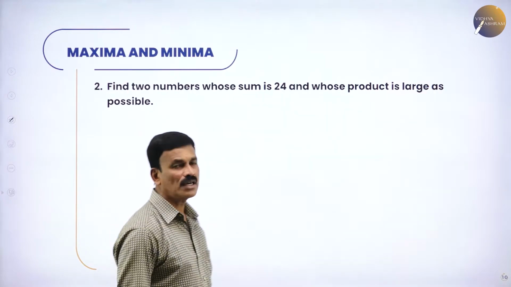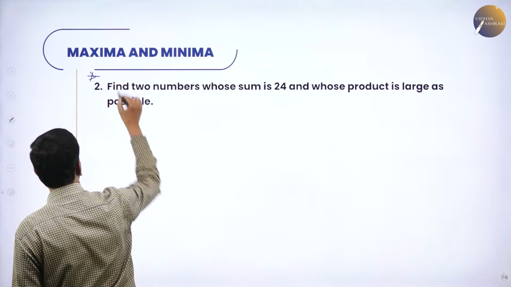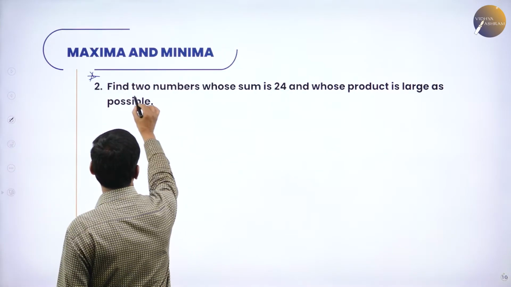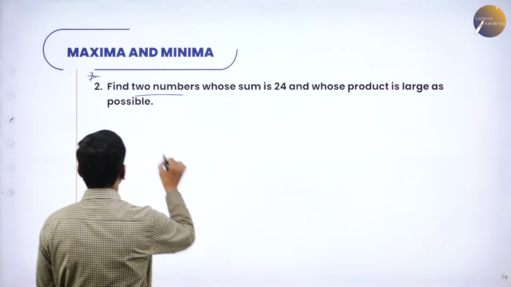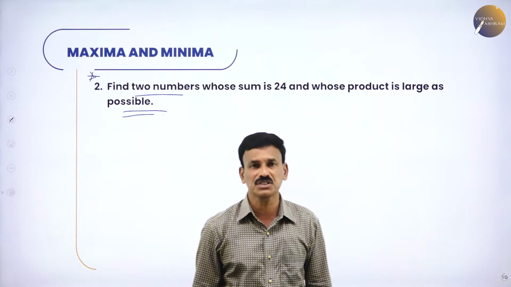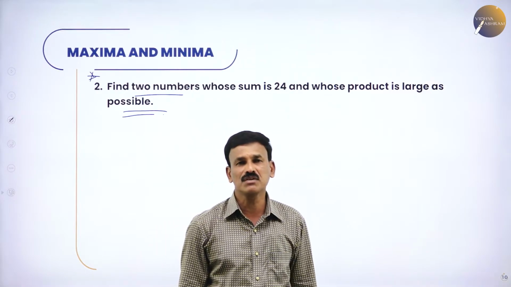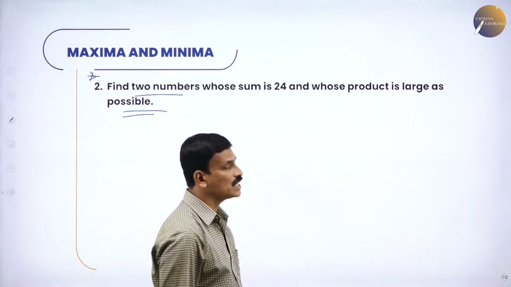Okay, now let us come to the next very important problem. This is a very important type of problem. Find two numbers whose sum is 24 and whose product is as large as possible. You may expect this type of question for 3 marks in the examination. Now what is given? The sum of two numbers is 24 and the product is as large as possible.